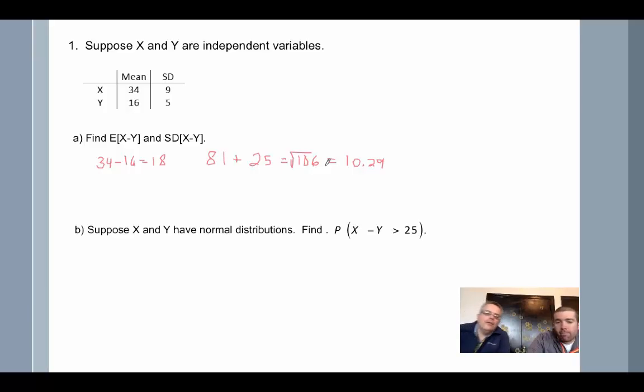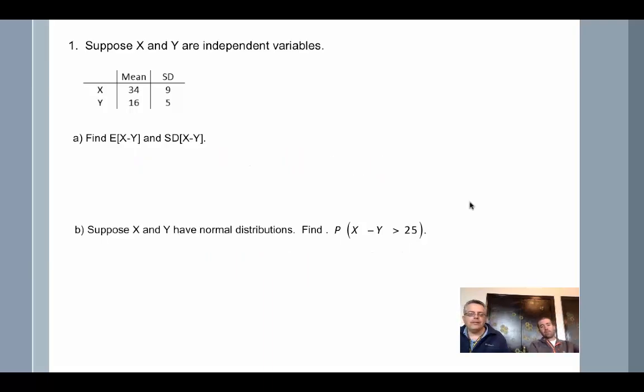So if we look at the probability x minus y is greater than 25, we can use normal CDF for that, because x minus y has a normal distribution with mean 18 and standard deviation 10.29, which we just found. We use normal CDF, lower limit 25, upper 100,000 or something big, with 18 and 10.29. There's a 24.8% chance that x minus y will be greater than 25.